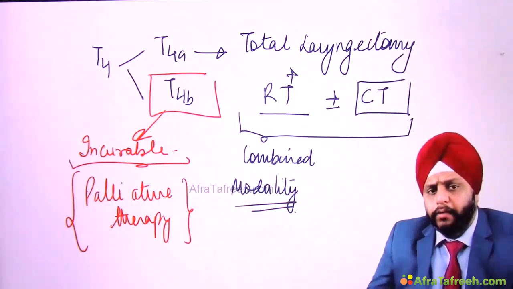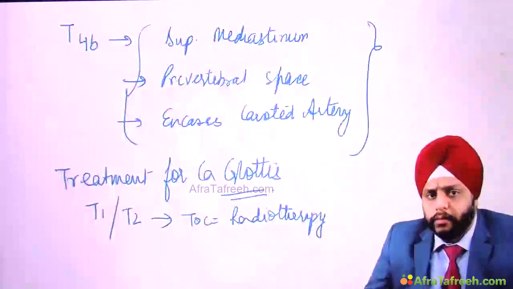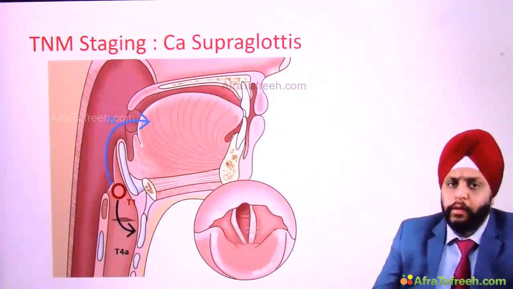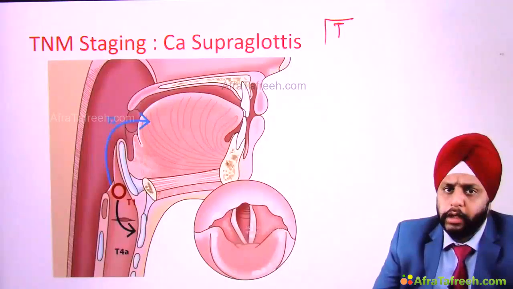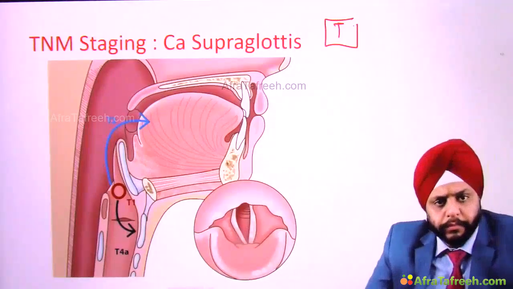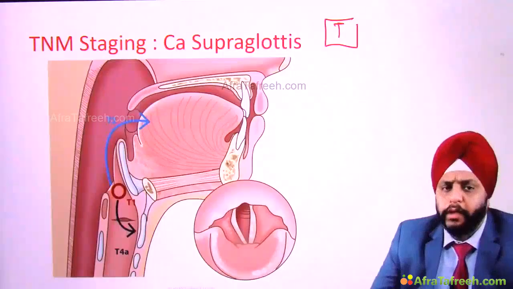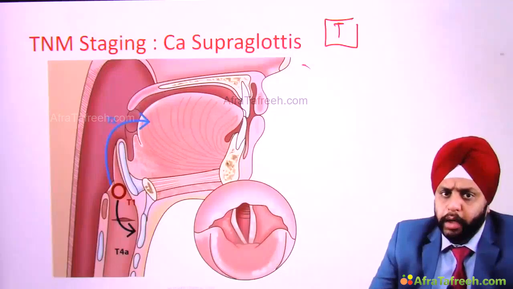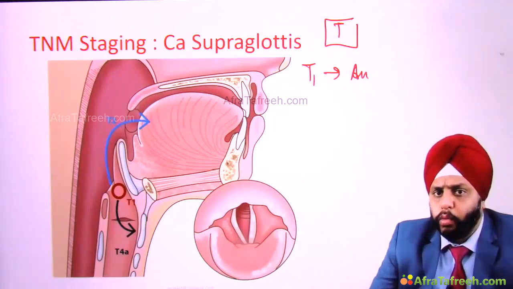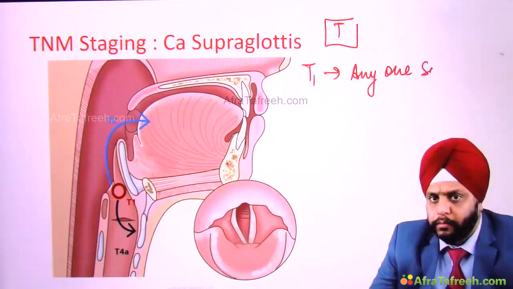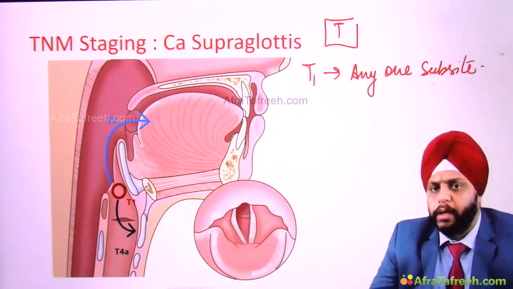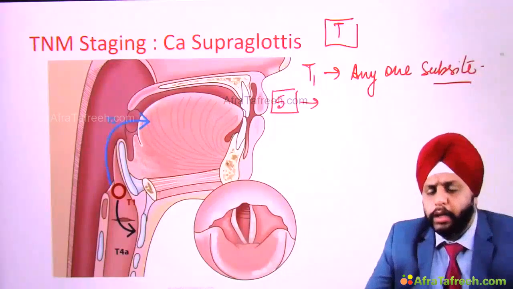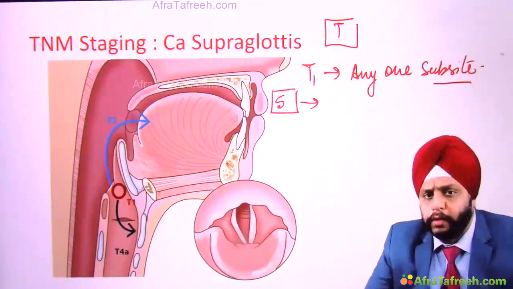Now let us come to CA supraglottis. Let's do the T staging for CA supraglottis. Once again we can divide it into T1, 2, 3 and 4. Now, T1 means any one subsite. Remember, I told you there are 5 subsites for CA supraglottis. So what are the 5 subsites?